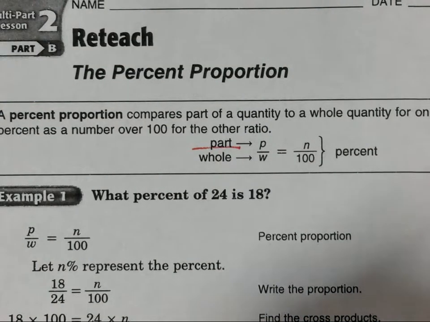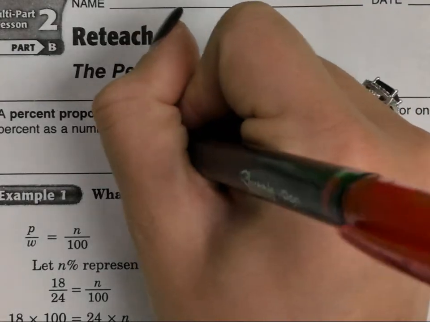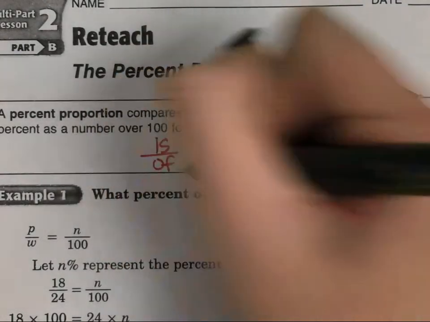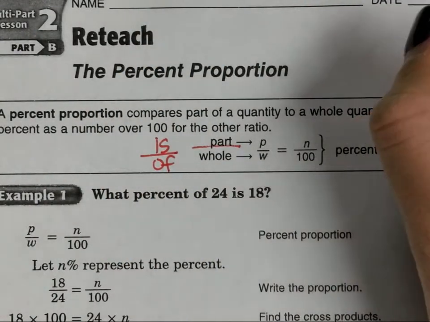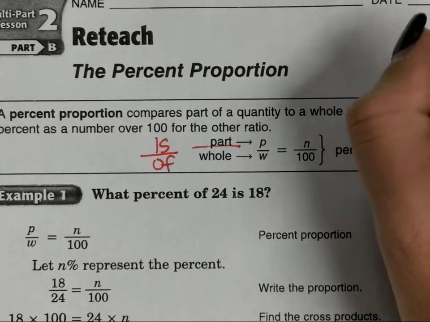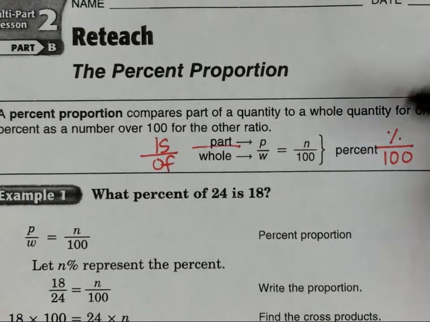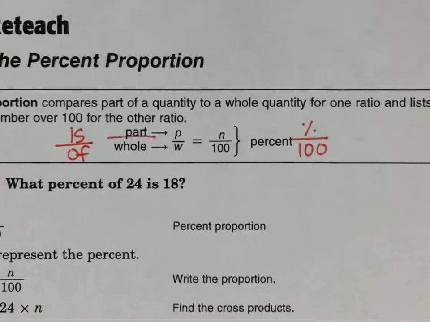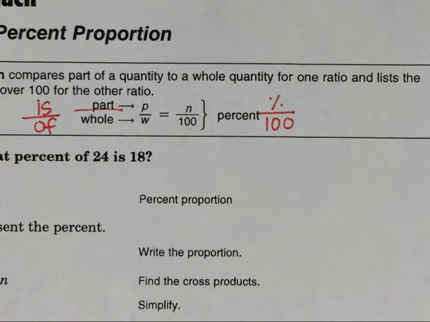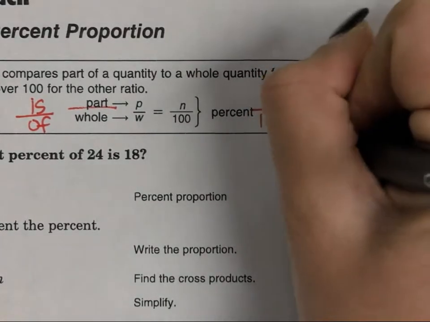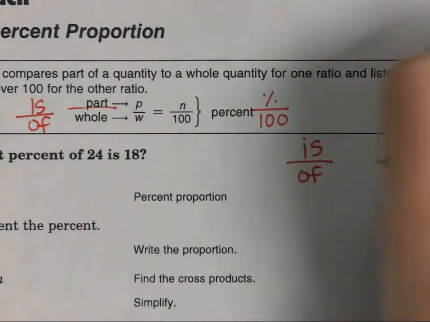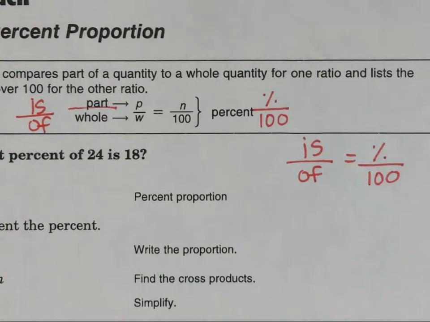Or another way that I like to do it is is over of, equals percent over 100. So you will always have 100 in the bottom of your second ratio. So rewrite it again without all that other: is over of equals percent over 100.